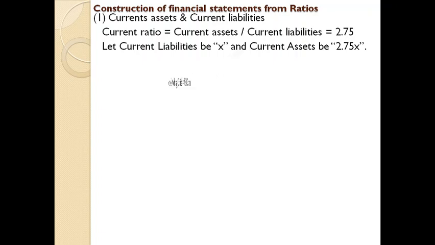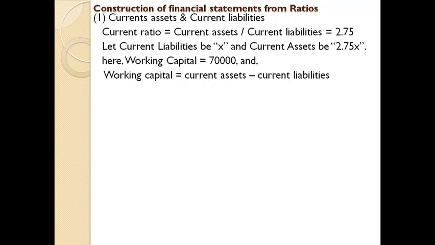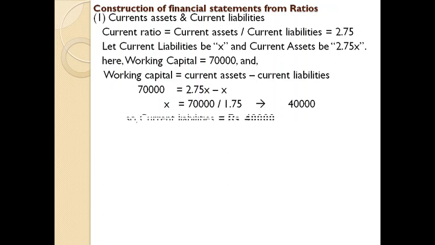And in the question it is said that working capital is 70,000. We know that the equation for working capital is current assets minus current liability. And we assumed that current liability is X and current assets is 2.75X. So just substitute those in the equation. You will get 70,000 equal 2.75X minus X. And finally, you will get X equal to 40,000. We assumed that current liability be X, so the amount of current liability is rupees 40,000.